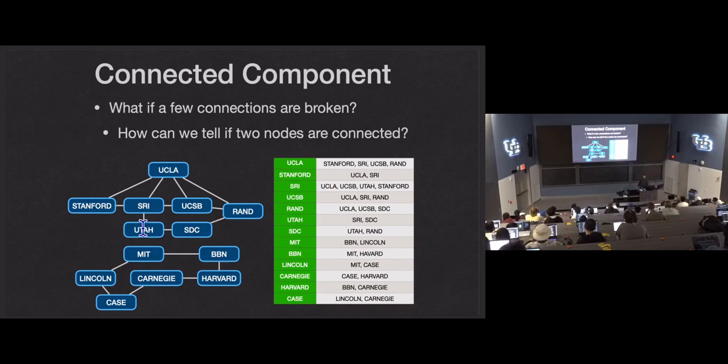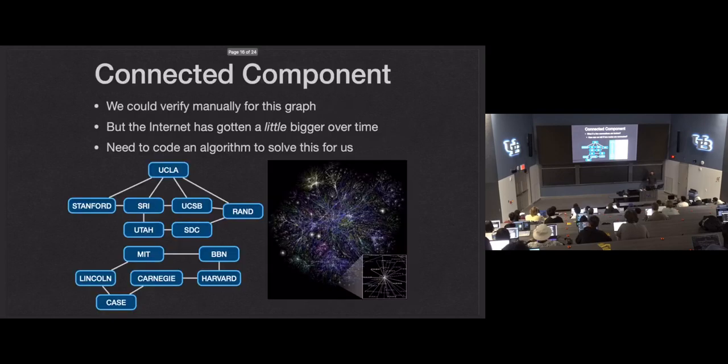So how do we tell if two nodes are connected? Well, I just look at it, right? Now I look at it, and I can't find that path, so UCLA and Carnegie are not connected. But the internet got a little bit bigger since the early days of just a handful of locations. We have lots of locations now. I believe this graph is IP addresses, and can you get from one address to another by clicking a hyperlink? And I'm not going to do this visually anymore.